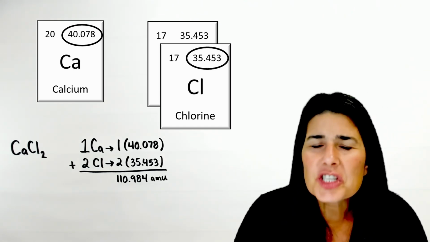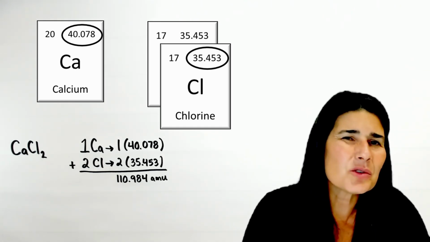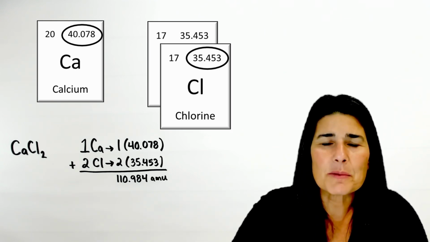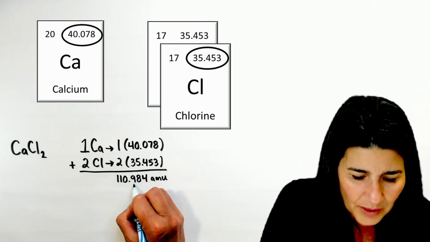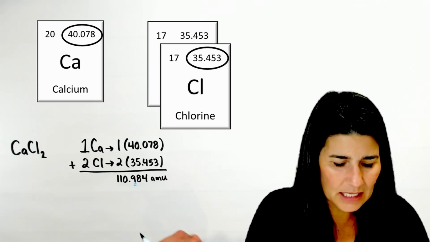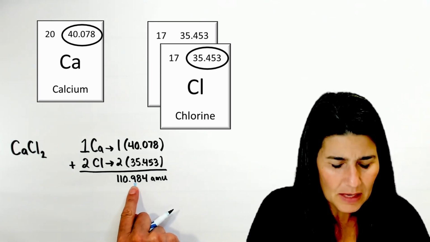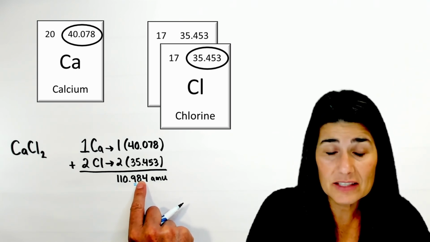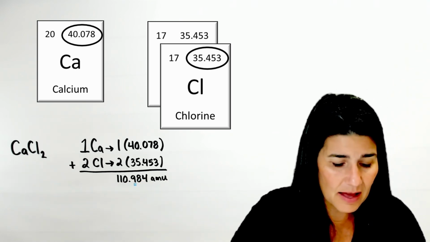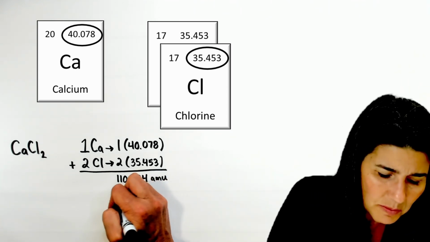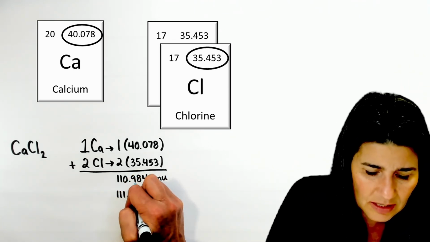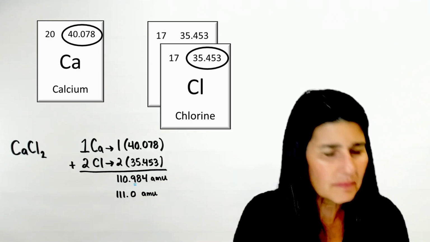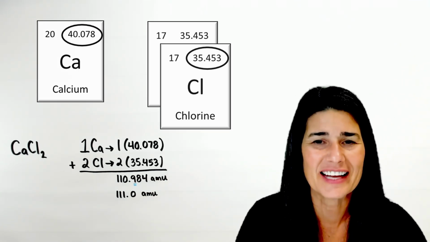Now, if we want to round this, where do we round this? I don't know. Your instructor might have different rules. Usually 1 decimal place is a good place to keep, at least 1 decimal place. So if I round at 1 decimal place, I look at my 9, and I notice I'm going to have to round up because I have an 8 behind it. So when I round that 9 up, I get 111.0 atomic mass units.